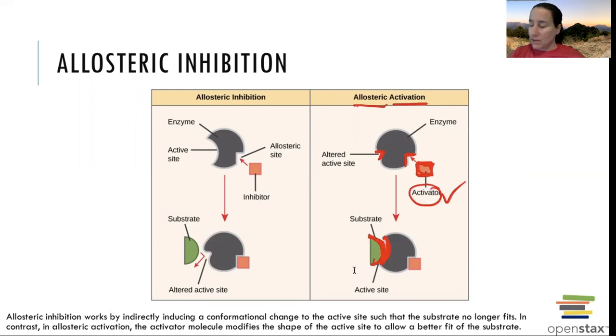So we have allosteric inhibition that stops the reaction and the enzyme cannot produce its products. And then we have allosteric activation where you wouldn't have had the products without something binding onto the allosteric site.